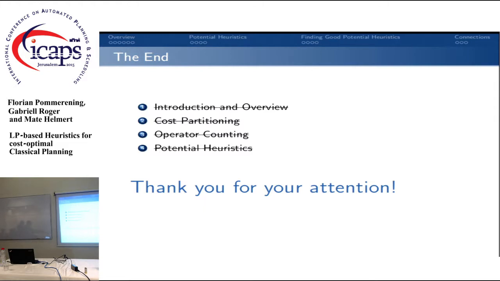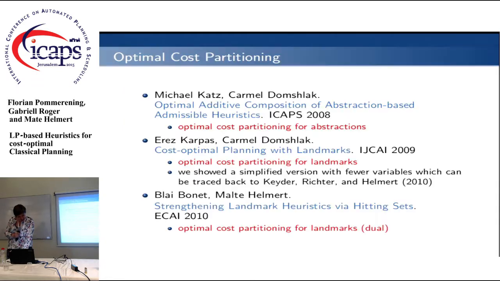I can keep it brief, just to give credit to those who actually did the work we presented here. Let me first go back to the optimal cost partitioning. Optimal cost partitioning for abstractions goes back to Michael Katz and Carmel Domshlak. You can optimize this and actually get the optimal cost partitioning. Back then, many people tried to come up with good strategies to find cost partitionings, and then these guys came and said, we can do it in polynomial time and do it optimally. That was really a big surprise back then.